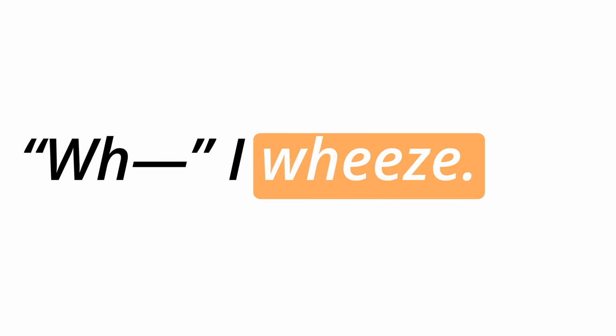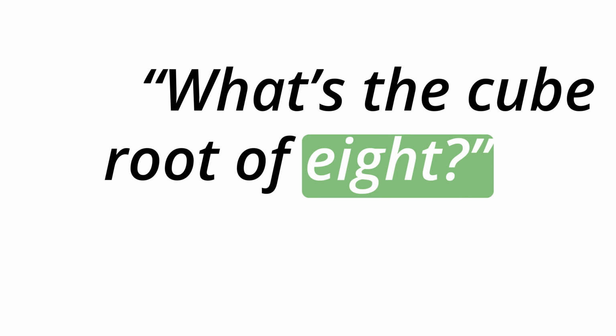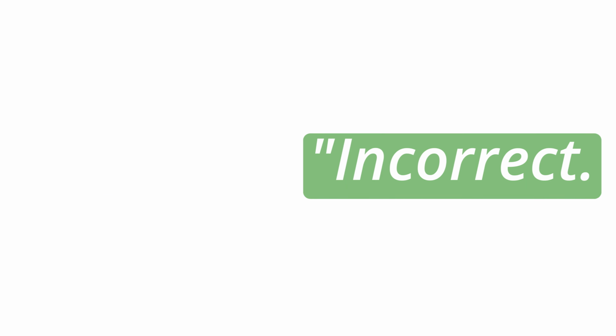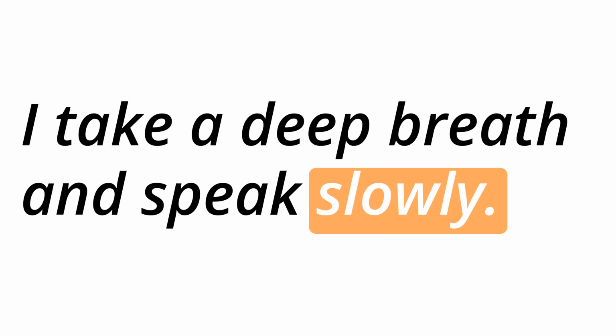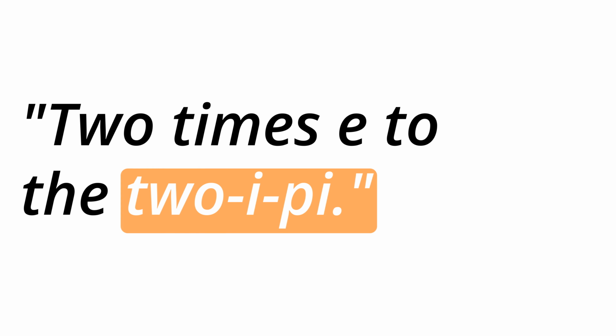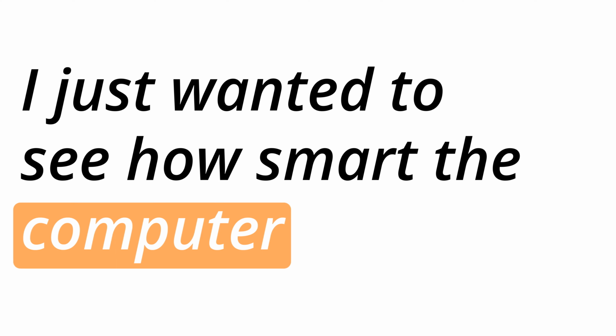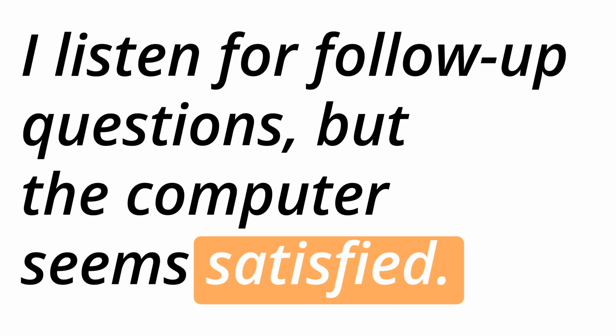Where? I wheeze. I try again. Where am I? What's the cube root of 8? The computer asks. Where am I? I say again. This time it's easier. Incorrect. What's the cube root of 8? I take a deep breath and speak slowly. 2 times e to the 2i pi. Incorrect. What's the cube root of 8? But I wasn't incorrect. I just wanted to see how smart the computer was. Answer, not very. 2, I say. Correct. I listen for follow-up questions, but the computer seems satisfied. I'm tired. I drift off to sleep again.